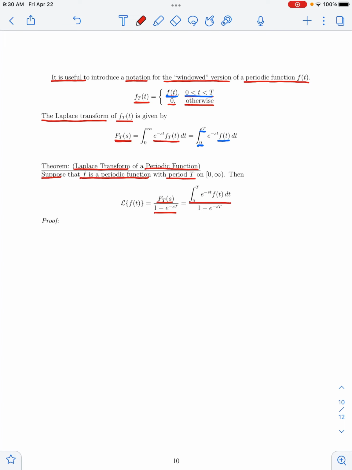So let's see if we can establish this result. Let's take a look at the proof of this result. Let me start by saying we can note that a periodic function, f of T, can be written as a sum of copies of its windowed version, translated T units in the positive direction.